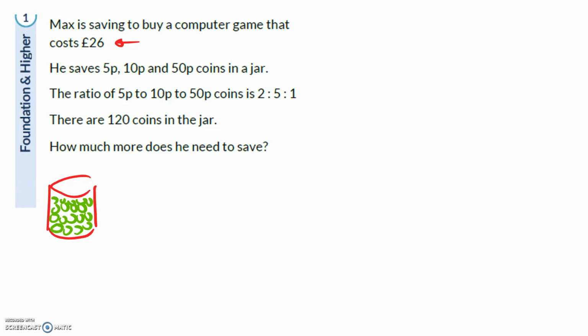Right, he saves 5p, 10p and 50p coins in a jar. The ratio of 5p to 10p to 50p coins is 2 to 5 to 1. So 2 to 5 to 1 is 5p's to 10p's to 50p's. There are 120 coins in the jar. Okay, how much more does he need to save?